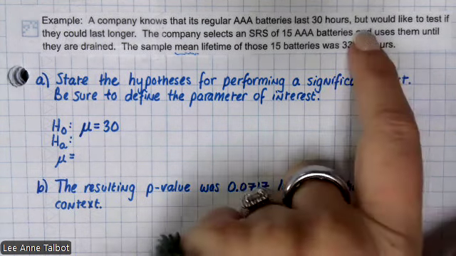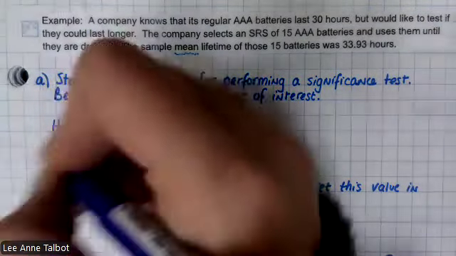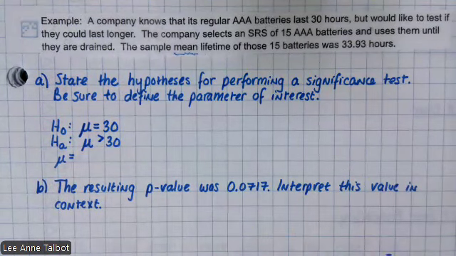Now we're going to go to the second part: would like to test if they could last longer. They want to see if the mean is actually greater than 30.